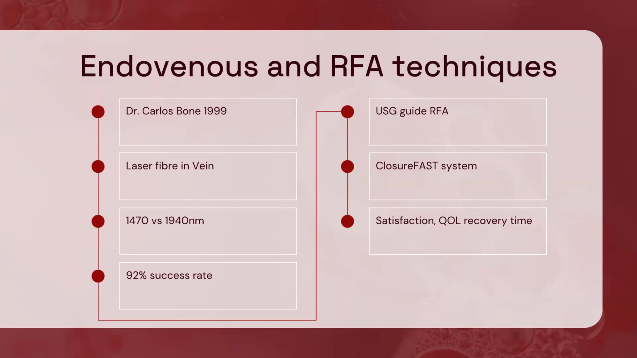In EVLA, the laser wavelengths which are used are either 1470 or 1940 nanometer, and they have a 92% success rate. There are studies which have proved that the 1940 nm diode laser was associated with lower median stays in hospital and lower pain scores, because of the lower power and linear endovenous energy which was used for this laser. So both techniques have a similar method.